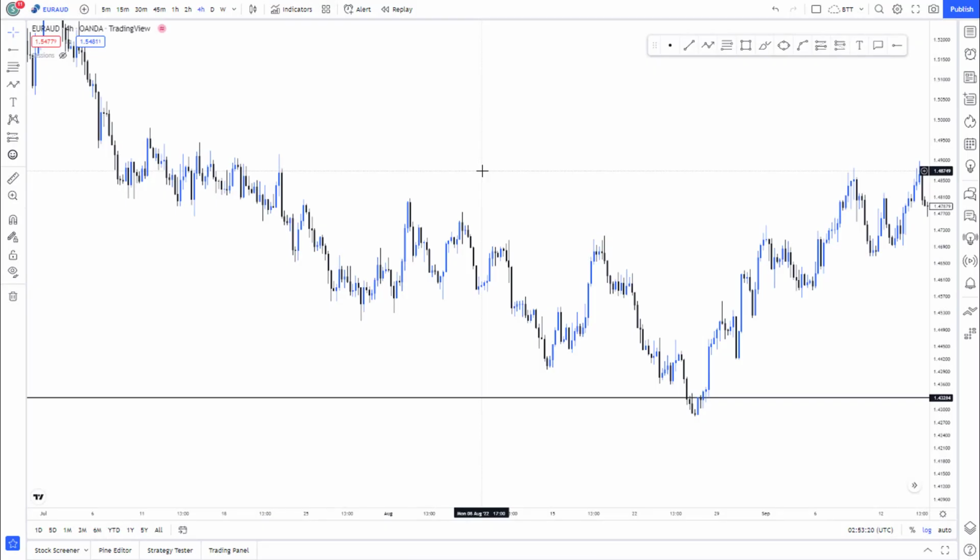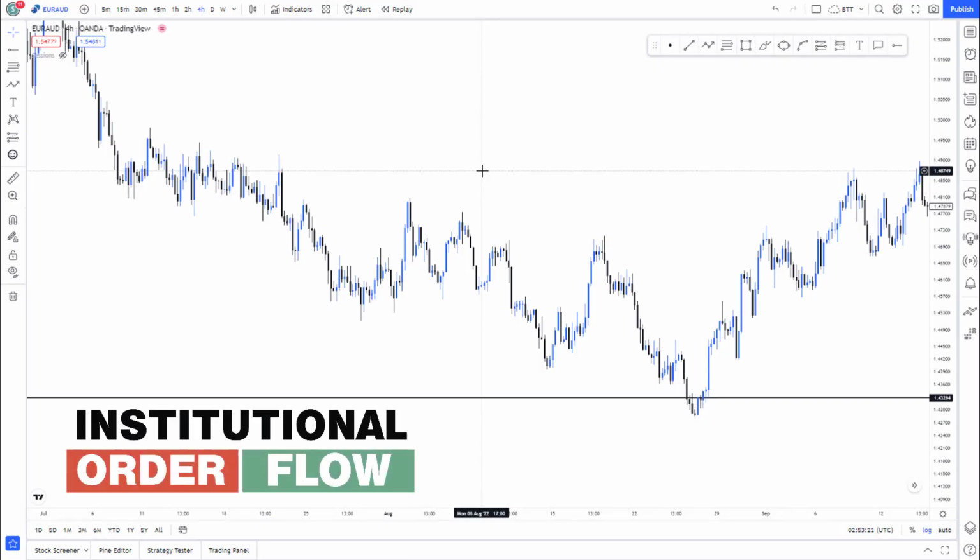A lot of people are really confused about institutional order flow, and they don't understand how institutional order flow works. Order flow is something that is very, very important in smart money concept. So today I'm going to explain order flow and how to use order flow to your advantage. That is catching high risk to reward trades using order flow.